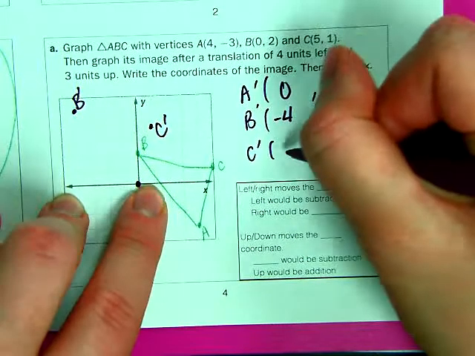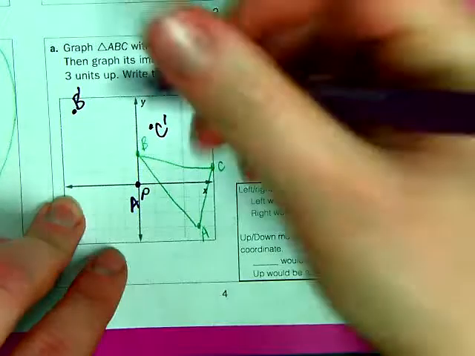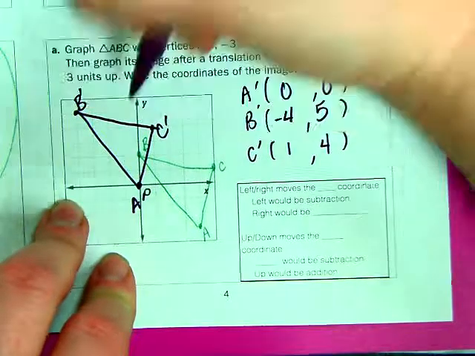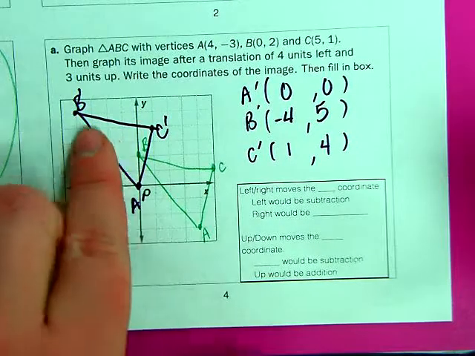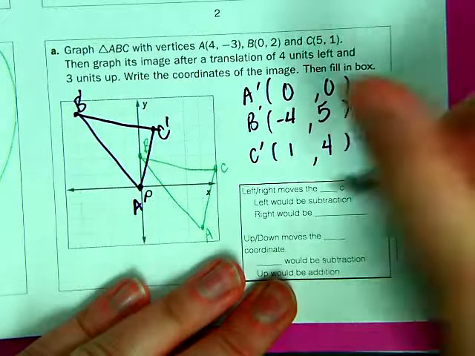So that's at 1, 1, 2, 3, 4. We can draw that in there. So here is my pre-image in the green, and my purple is my image. So left or right changes the x coordinate.